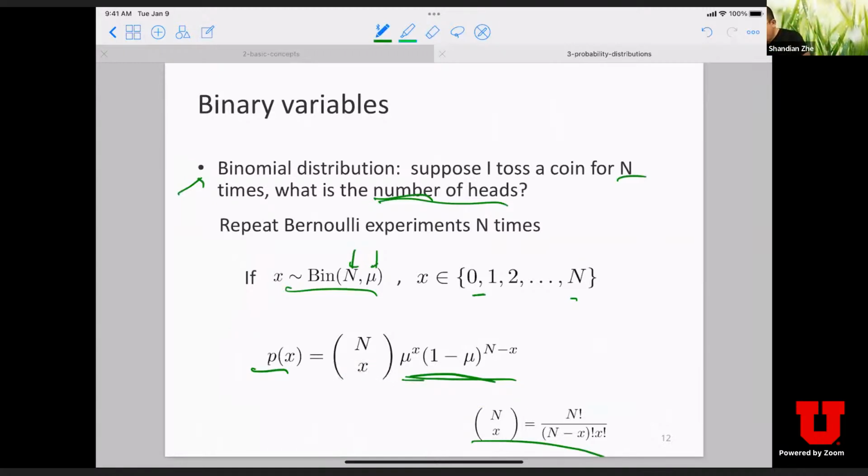So you can see that this is a pretty straightforward approach. For a particular sequence of experiments where you see 1 show up x times, the probability is mu to the power of x times 1 minus mu to the power of n minus x. Then we need to consider all possible sequences of experiments which have the same number of ones. That's why we use the combinatorial number here.